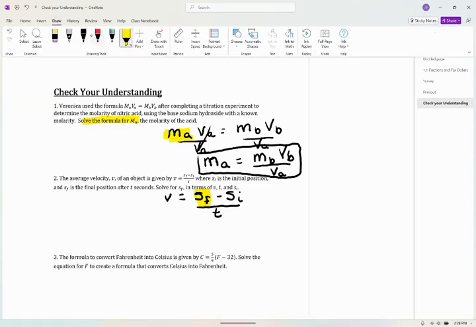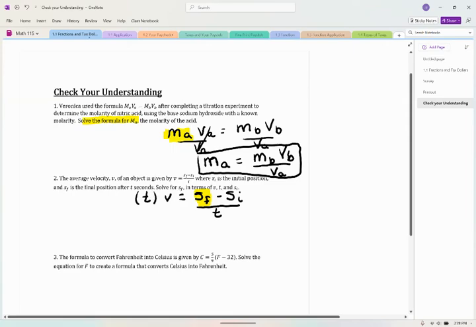The first thing I see is the whole thing's being divided by T. And we've talked about the opposite of dividing by T. What am I going to multiply the whole thing by? I'm going to multiply it by T. T on this side, T on this side. T times V gives me just TV. S sub F minus S sub I, because T divided by T is just 1.